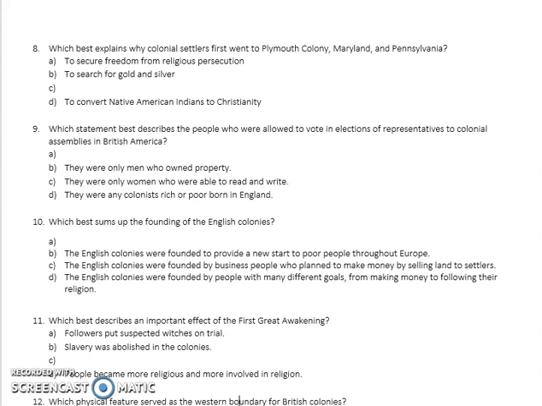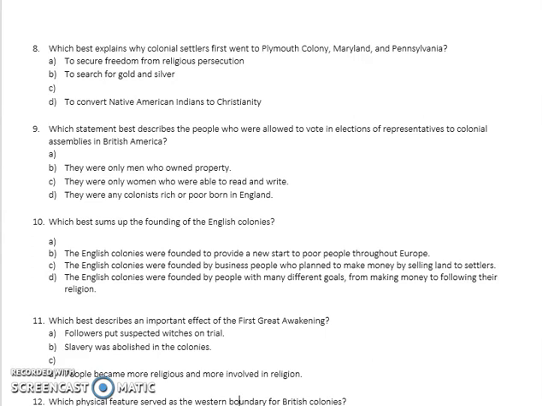Number 10. Which best sums up the founding of the English colonies? B. The English colonies were founded to provide a new start to poor people throughout Europe. C. The English colonies were founded by business people who planned to make money by selling land to settlers. D. The English colonies were founded by people with many different goals, from making money to following their religion.